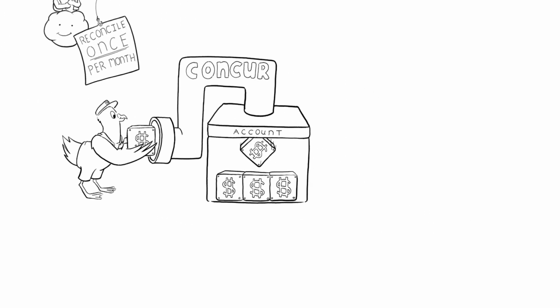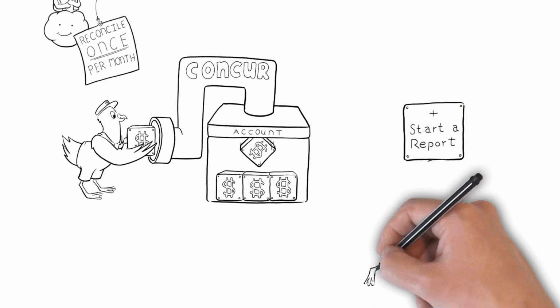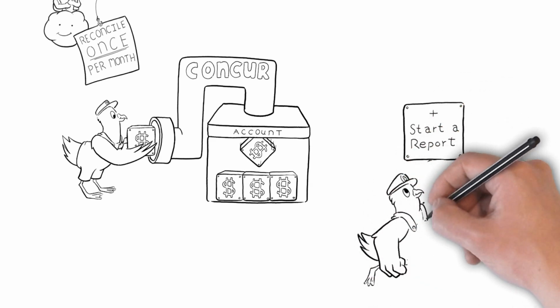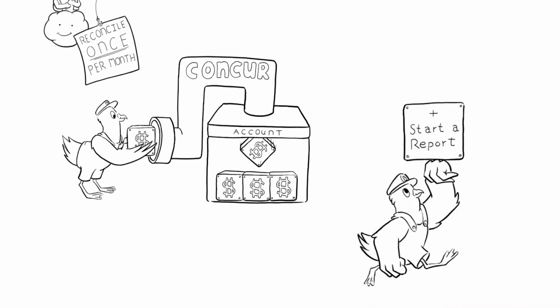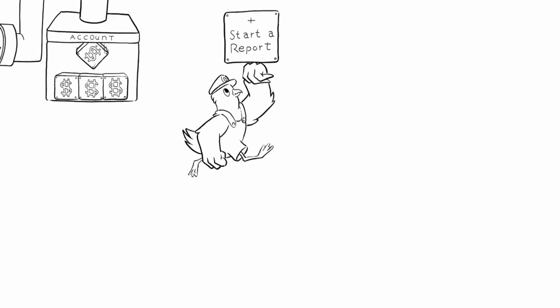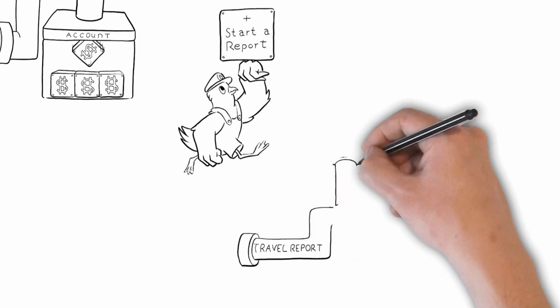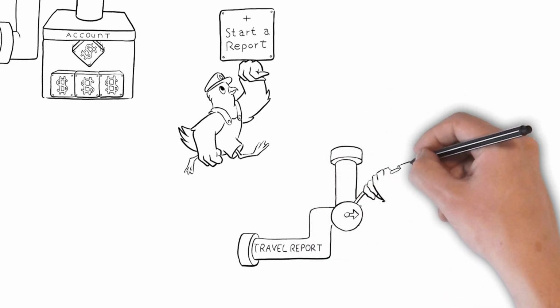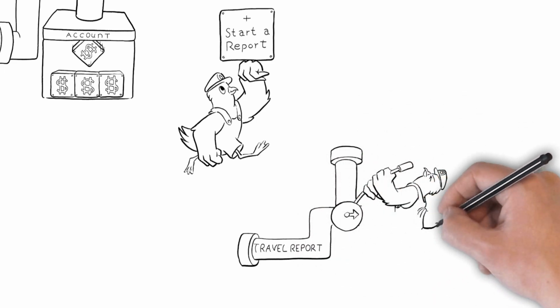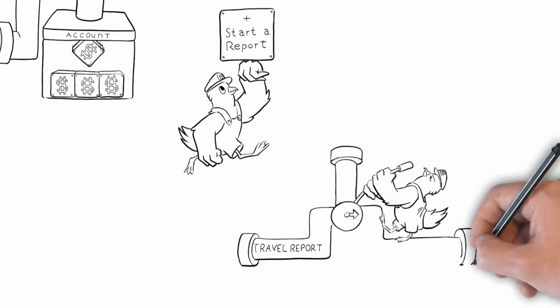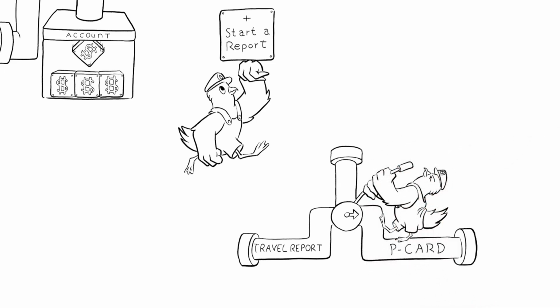When it's time to reconcile your P-card, log into Concur. On the home screen, you'll see the Start a Report button. Click on that to begin. New reports default to the travel policy. When starting your reconciliation, you'll need to change the policy to P-card policy. After you've changed the policy, you'll need to enter a report name, a business purpose, and the date range you're reconciling.